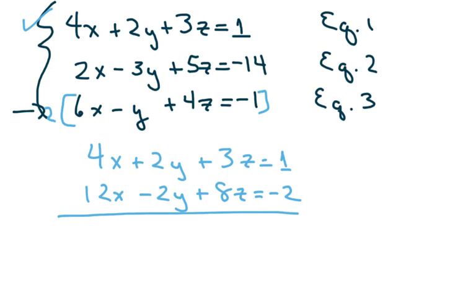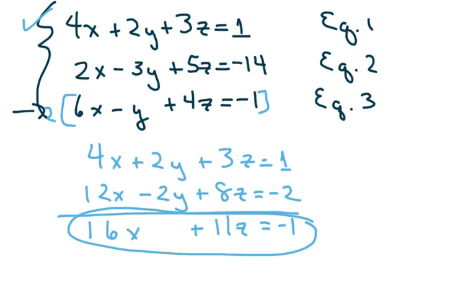And when you solve for this, you're going to get 16x plus 11z equals negative 1. So there's my first equation. Now, you might want to write it down because we're going to go on the next page.